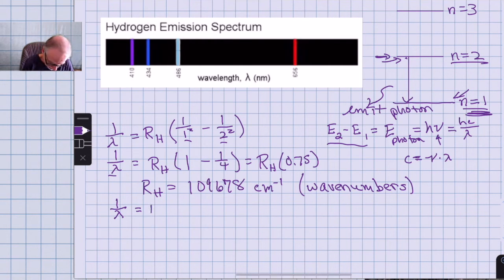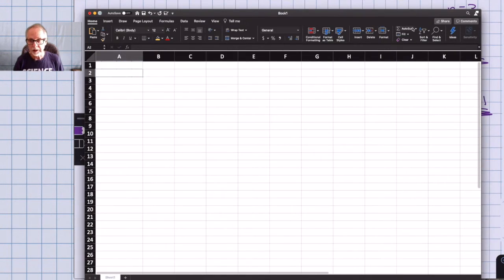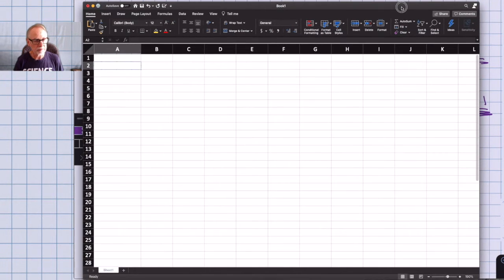So it's going to be 109,678 wave numbers times 0.75. So we can get our calculators and do that. I'm going to get out Excel here because we're going to have to use Excel actually to do these calculations and to fit the data anyway.